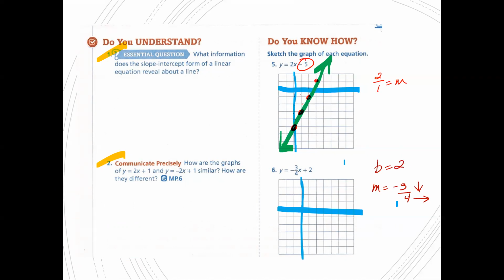My y-intercept is a 2, so I'm going to start off at the y-axis at 2, 1, 2, right there. And then my slope is -3/4, so I'm going to go down 1, 2, 3, over to the right, 1, 2, 3, 4. And then I'm going to take my ruler and connect the dots. And that's my equation with how to graph a line.